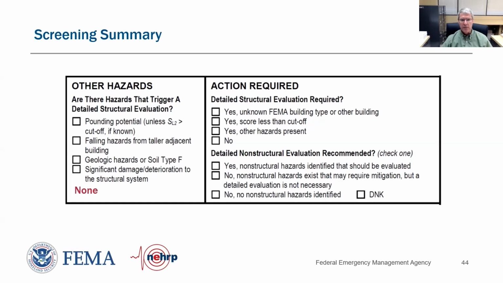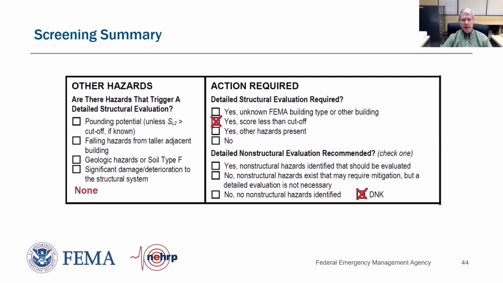And then our final summary would be action required for both building and non-structural components. Our Level 1 score was 0.5, which is less than our standard cutoff score of 2. Therefore, action required is yes, since our score is less than the cutoff. For non-structural components, we didn't go inside, so we didn't really address those. And so that would be D and K, which is, I do not know.